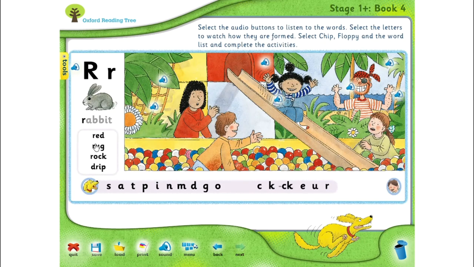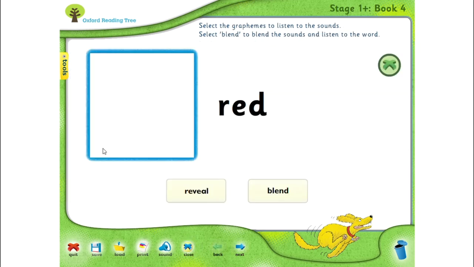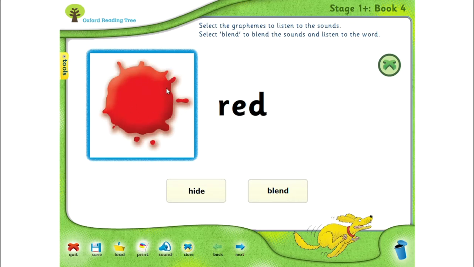Good. Now, let's take a look at some other words with the letter R and the sound R. Look at this one. Let's blend together. Er, eh, d. Red. Good. The color. Do you like color red? I like it. What's your favorite color?